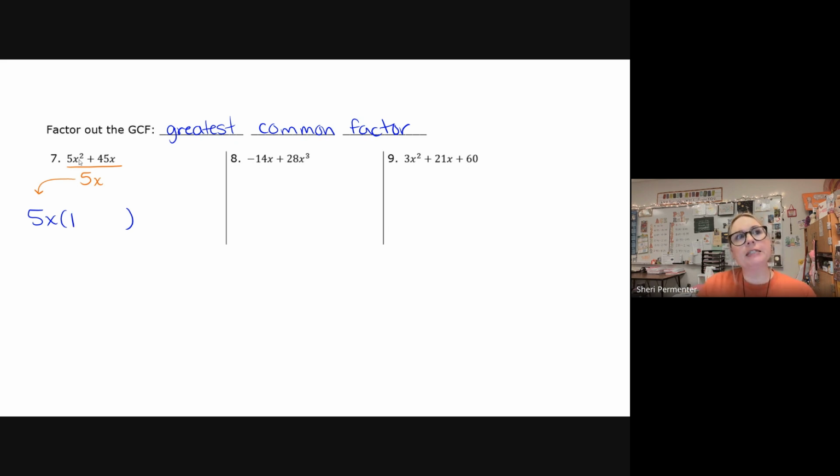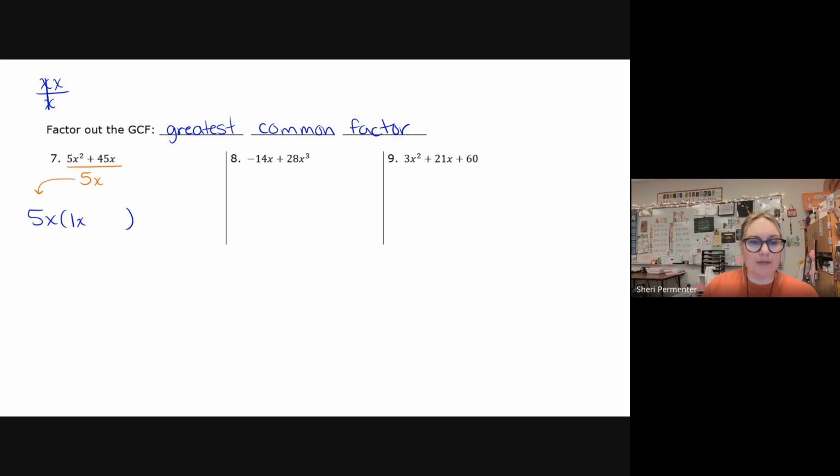And if I have 2 x's on top and 1 on bottom, technically what that looks like is this. If I have 2 on top and 1 on bottom, anytime I have something over itself, it turns into 1. So I'm just left with 1 on top. Another way that you can think about it is that if I have 2 and I take 1 away, now I have 1.